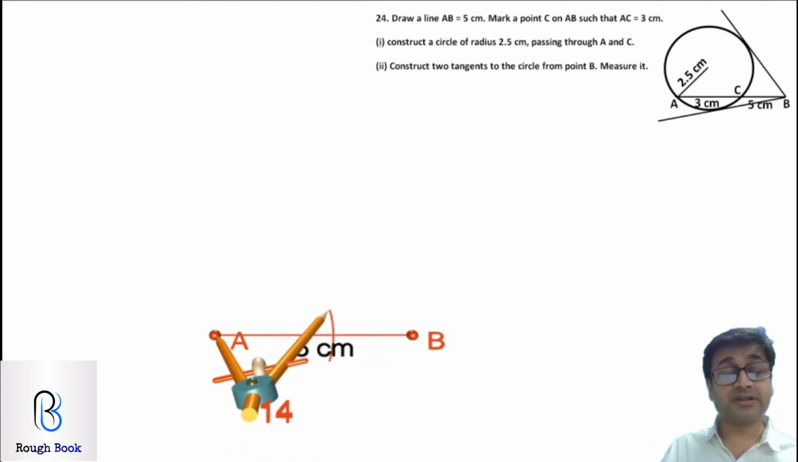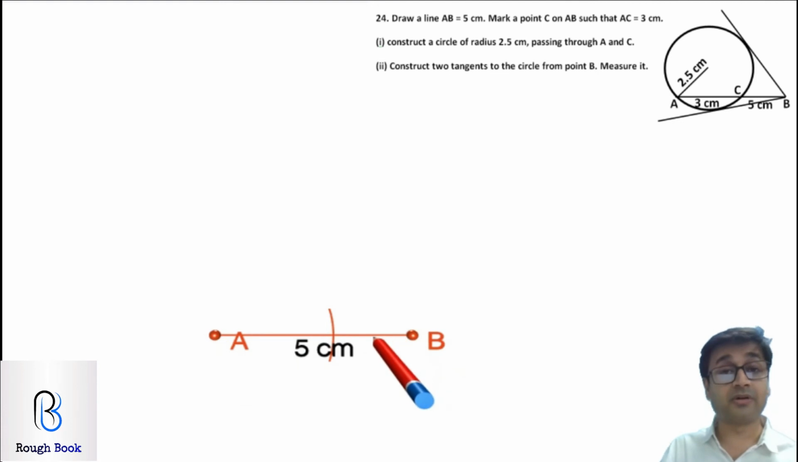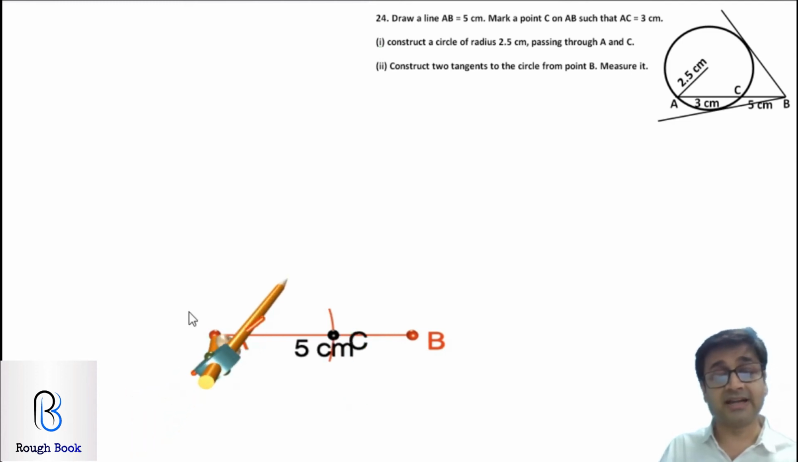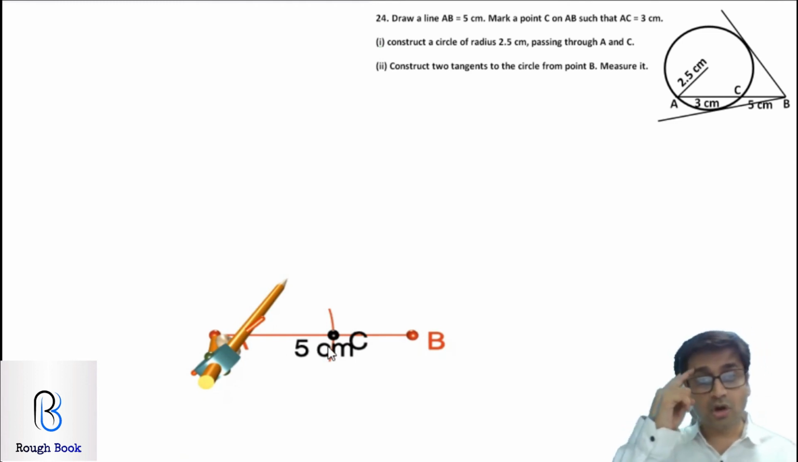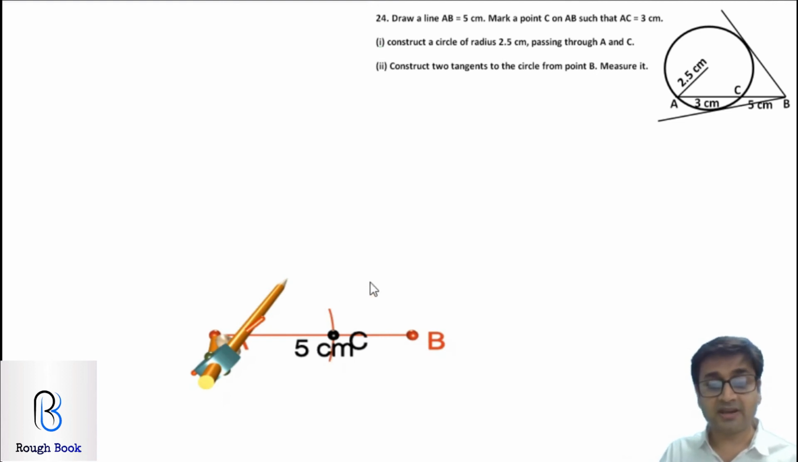Now that you've got point C, now we have to do a little bit of thinking over here. They want you to draw a circle of radius 2.5 which passes through A as well as C. How shall we draw such a circle? Now use your common sense.